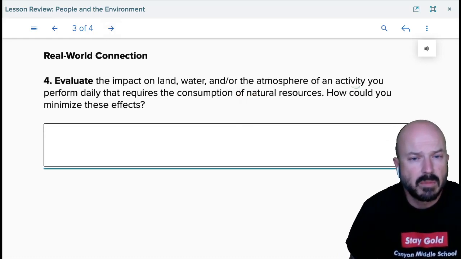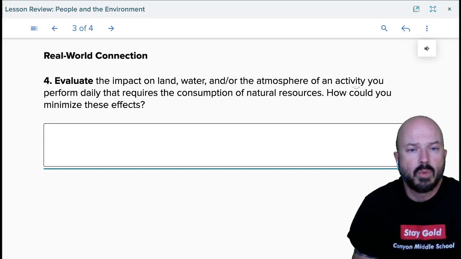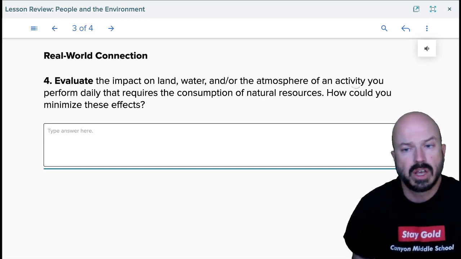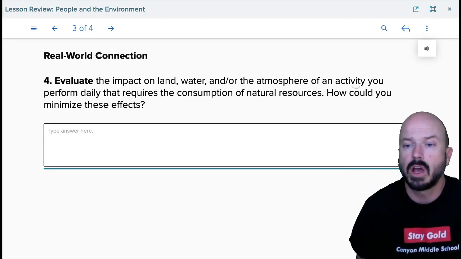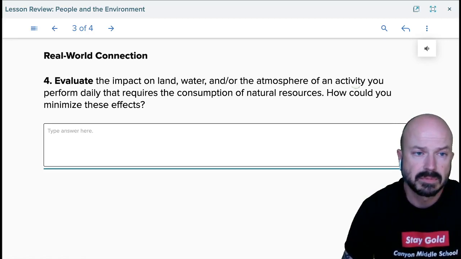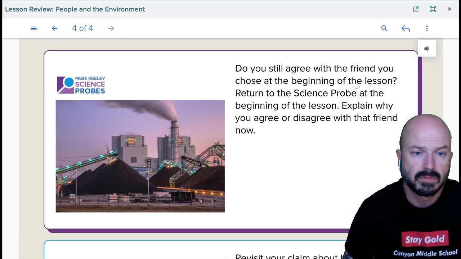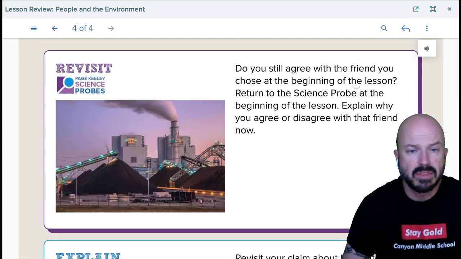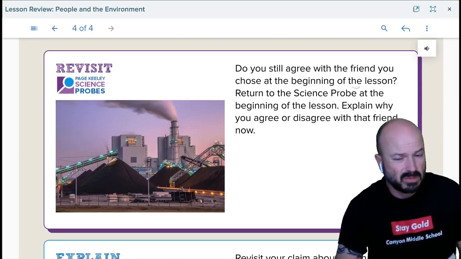Now, think of the impact on land, water, and the atmosphere of an activity you perform daily that requires the consumption of natural resources, such as bathing or washing a dog. How could you minimize these effects? Okay, do you still agree with the answer you chose at the science probe?